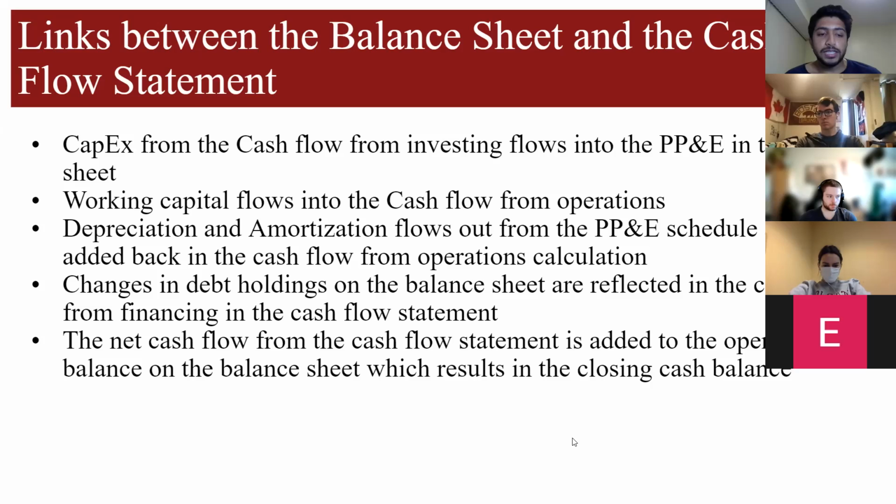The next point is that the changes in debt holdings on the balance sheet are reflected in the cash flow from financing in the cash flow statement. Cash flow from financing is divided basically into two parts. A company has two ways to raise capital, either through equity or debt. Equity is basically issuing more shares, and debt is taking on more debt. So if you take on more debt, there'll be a liability on the balance sheet, but it is reflected as a line item on the cash flow from financing activities in the cash flow statement.